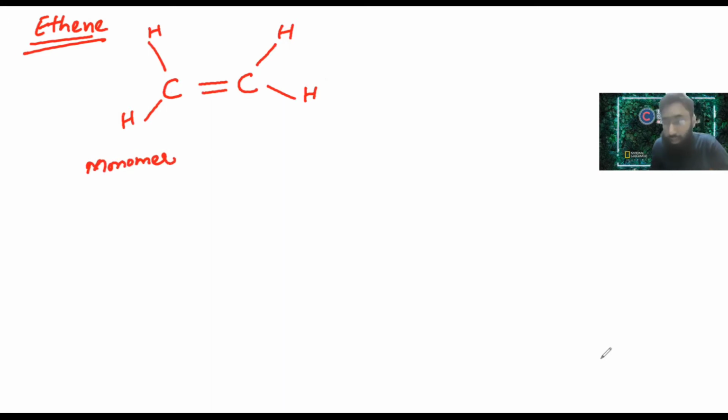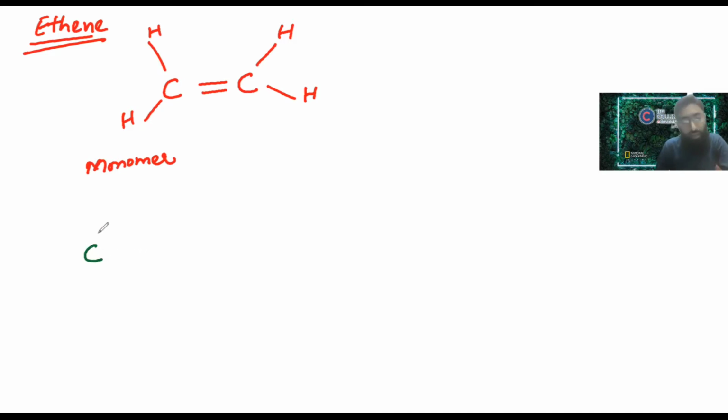Now, how do we obtain a polymer from it? Basically, a polymer is a combination of monomers. One monomer combines with another monomer, and a large number of monomers combine together to make a polymer. Just take this example. This is a monomer. Let me write this monomer like that.